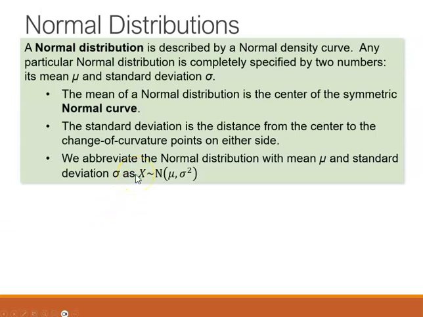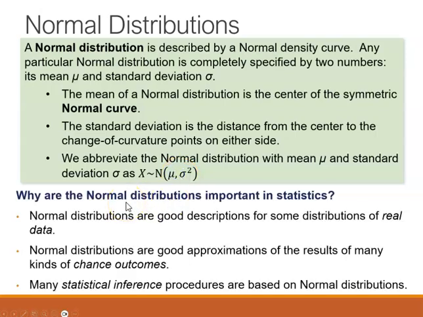The way we write a normal distribution is we say our random variable x is related to, and we use the capital letter N for normal, and then we list the mean and the variance, the standard deviation squared. Normal distributions are quite useful. They give good descriptions of real data and good approximations of chance outcomes.